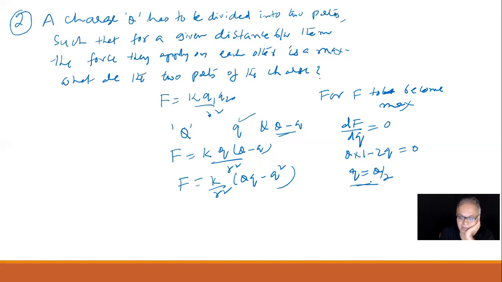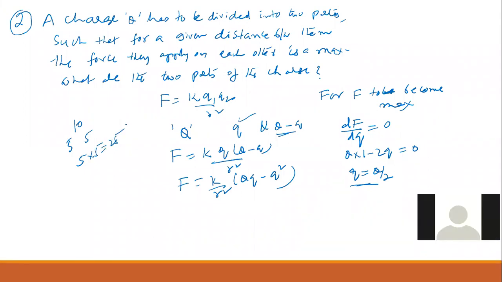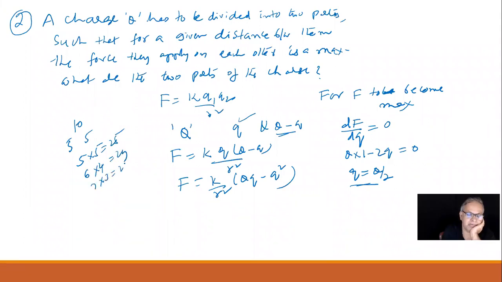There's nothing great about it. Try to understand. If I've got the number 10, if I divide that into 5 and 5 only, the product is going to be maximum. Any other way you do, 6 and 4, that will be 24. 7 and 3, that will be 21. 8 and 2, that will be 16. 9 and 1, that will be 9. So it is just a problem of simple differentiation there, or simple numerical match there.